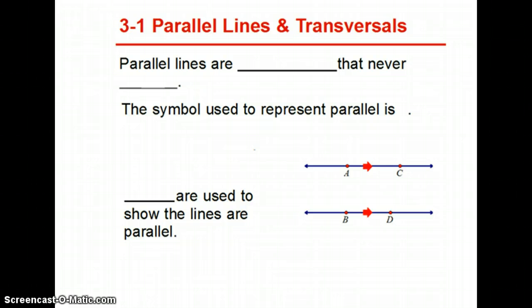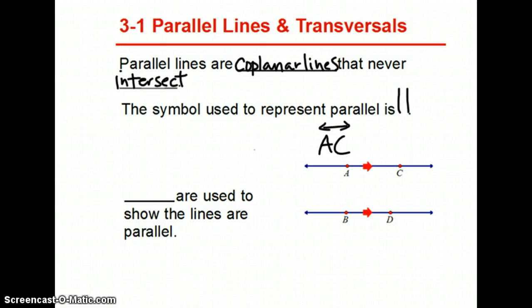First thing that we already know is that parallel lines are coplanar lines. Remember, this means they're in the same plane and never intersect. And to know that lines are parallel, we have to look for certain things. The first thing we're going to look for is if they give us a statement to say that they are parallel. They are going to put this notation in between two lines to show that they're parallel. So if I wanted to say that line AC and line BD are parallel, it would look like that.